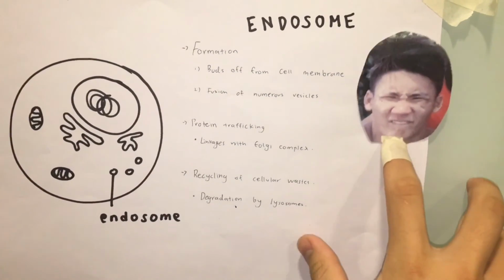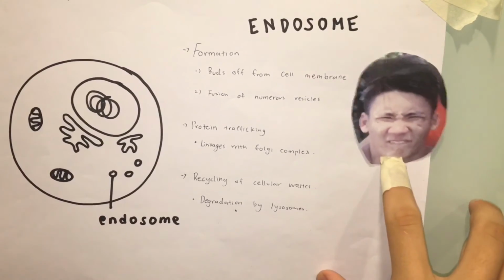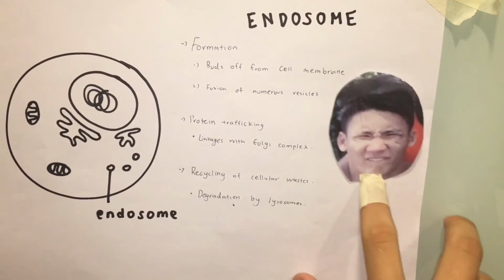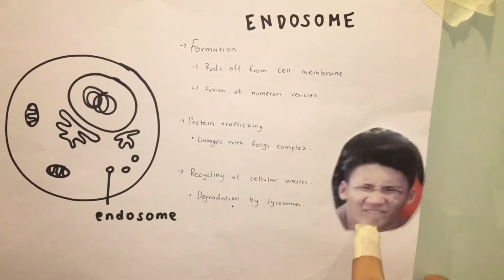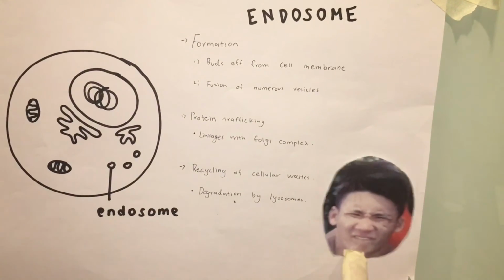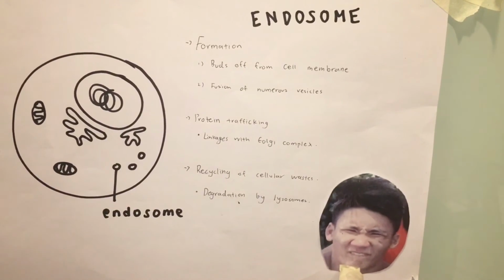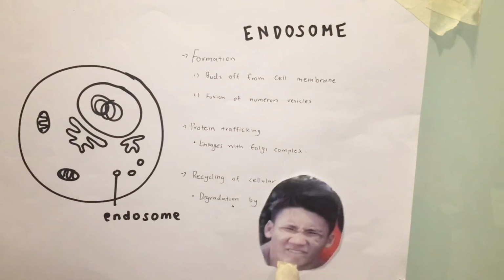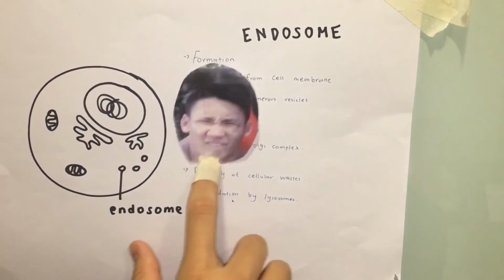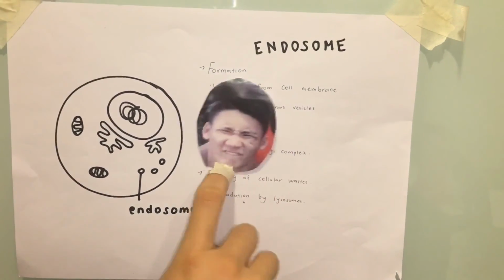Endosomes are formed when they bud off from cell membrane or from the fusion of numerous vesicles. Endosomes are also involved in protein trafficking via linkages with the Golgi complex, and it is also involved with the recycling of cellular waste that is produced by the degradation by lysosomes.